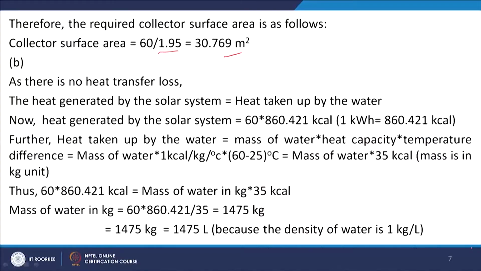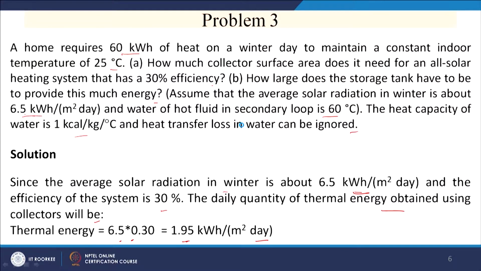And in the second part, as there is no heat transfer loss, we can assume that the heat generated by the solar system is equal to the heat taken up by the water. So, how much is the heat generated by the solar system? We have 60 kilowatt hour, so that much heat is required.